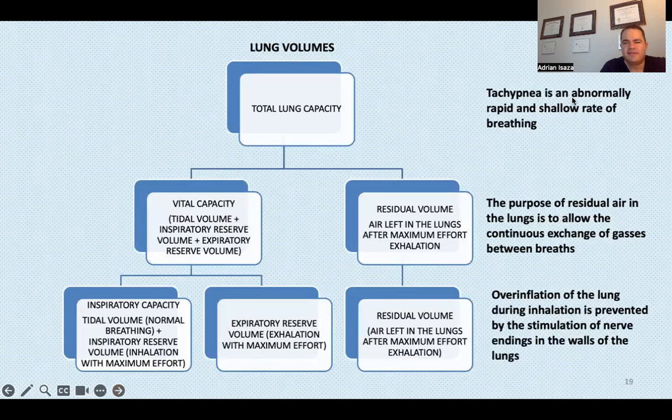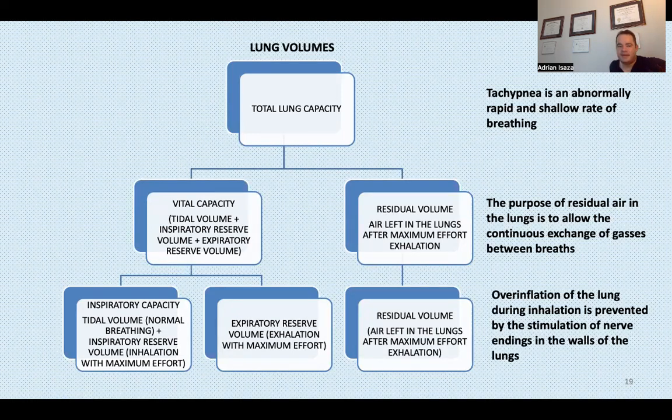All right, lung capacity. Tachypnea is an abnormally rapid and shallow rate of breathing. Tachy means fast, pnea means breathing, right? Fast breathing. The purpose of residual air in the lungs is to allow the continuous exchange of gases between breaths. Residual volume is the amount of air that remains in the lung after exhaling. In some conditions like emphysema, a COPD, chronic obstructive pulmonary disease, there's an increase in residual volume.